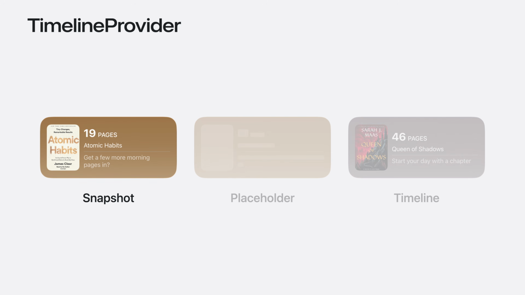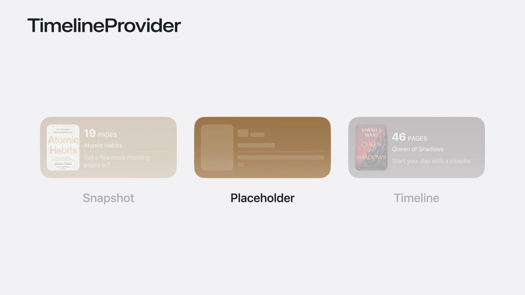A snapshot is a realistic preview of a widget. It's what people see in the widget gallery. This is an opportunity for my widget to make a strong first impression. My app has no data before someone starts using it, so I feature a popular book, Atomic Habits, with a default message, so people can imagine my widget at its best before they ever add it to their home screen.